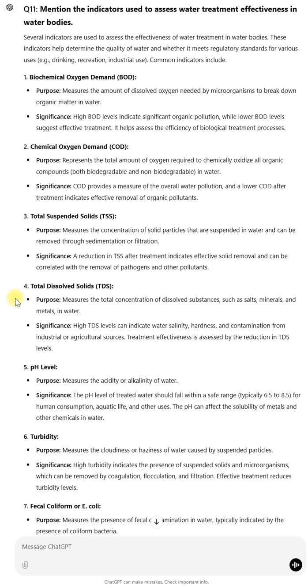Significance: High TDS levels can indicate water salinity, hardness, and contamination from industrial or agricultural sources. Treatment effectiveness is assessed by the reduction in TDS levels.